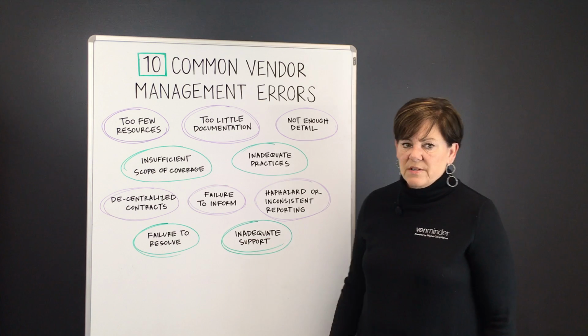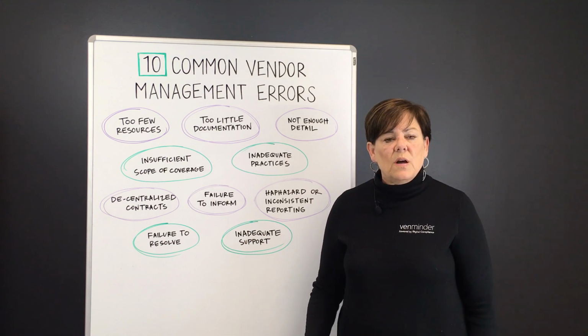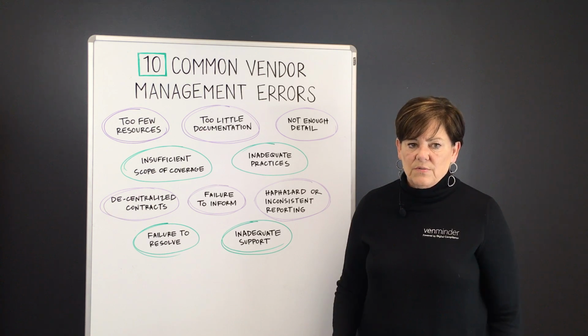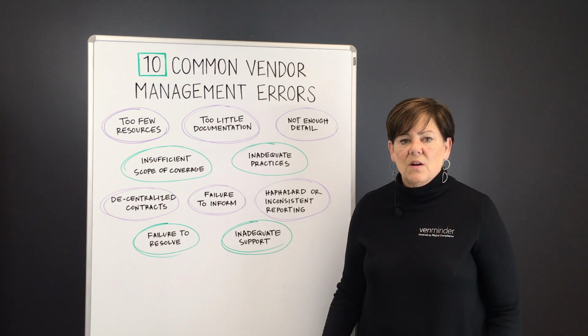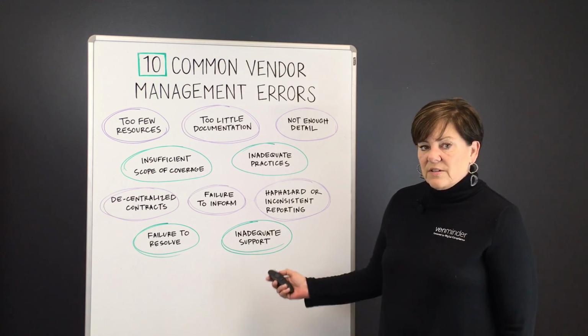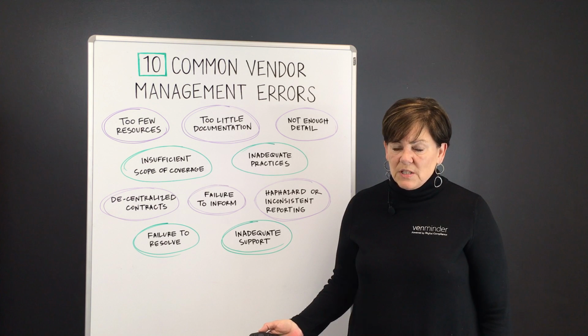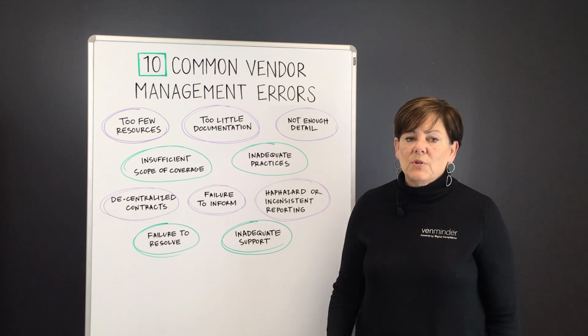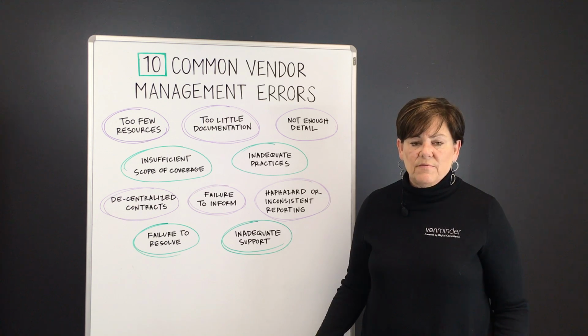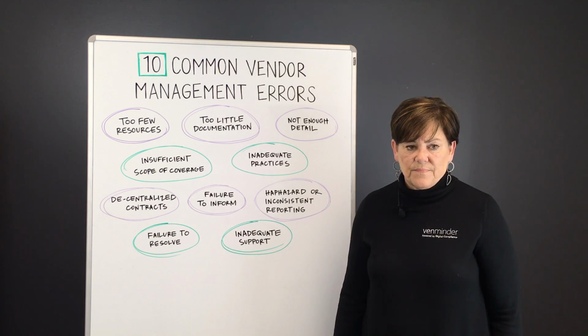Next is decentralized contracts. This is one of the most common and most difficult ones, particularly if you didn't start with a centralized approach and are now searching for ways to get all of the contracts together. Next, failure to keep your management team informed. When's the last time you presented to the board or the risk committee regarding your vendor management and oversight results?